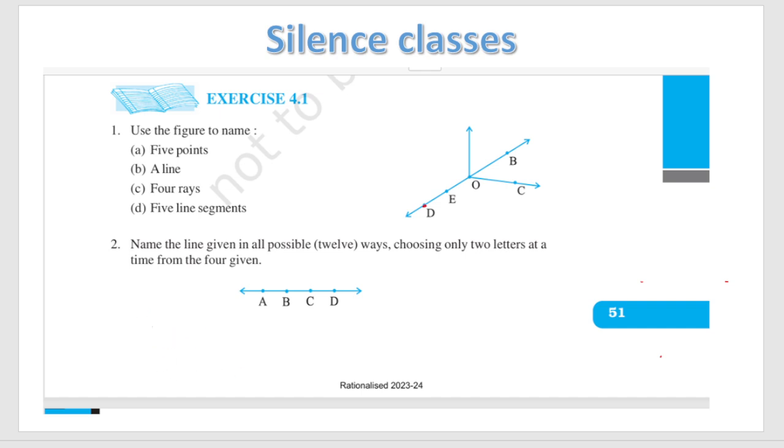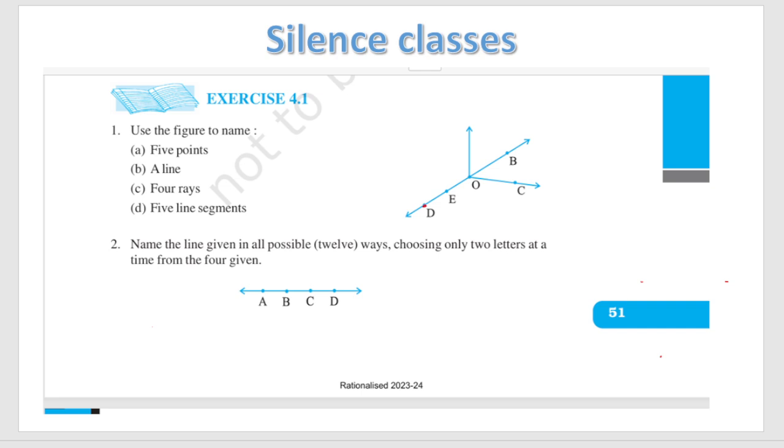Now we are talking about four rays. Rays, I have already told you, have a starting point but no end point, so it is known as a ray. Let's find it out. Four rays we have to find.